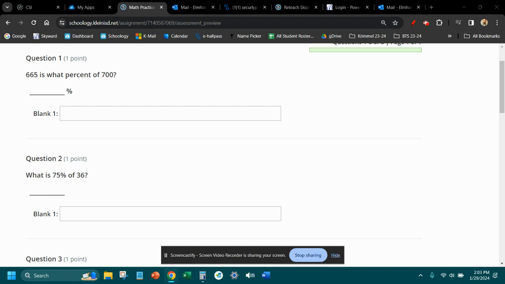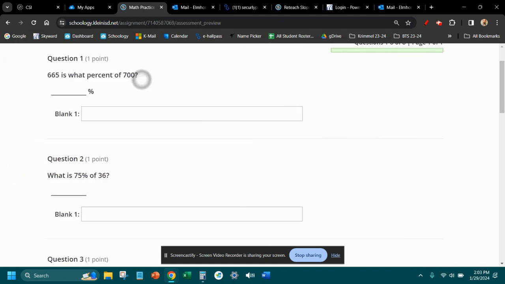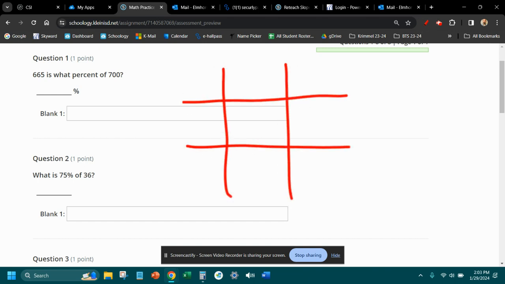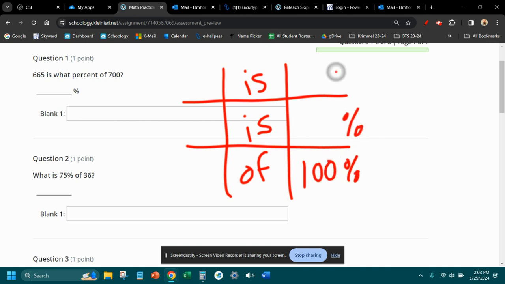Here's a help video for the proportions practice using the percent proportion tables, otherwise known as the tic-tac-toe tables. So we're going to take this information. Question one, the first thing we want to do is fill out our table, starting with the part is, the other part is out of the total. And we're going to compare that to percents. And pull that information out of the context.